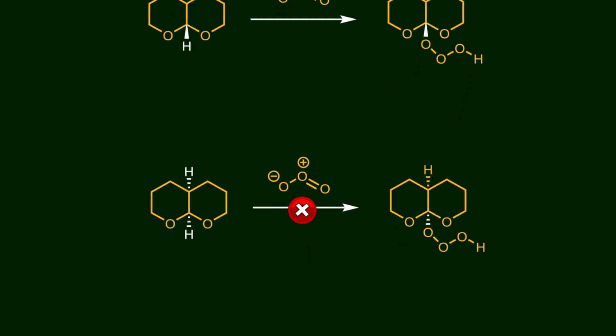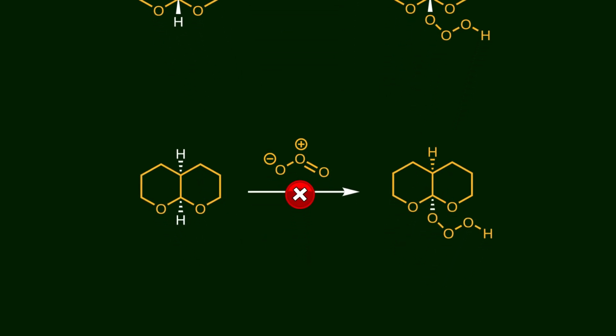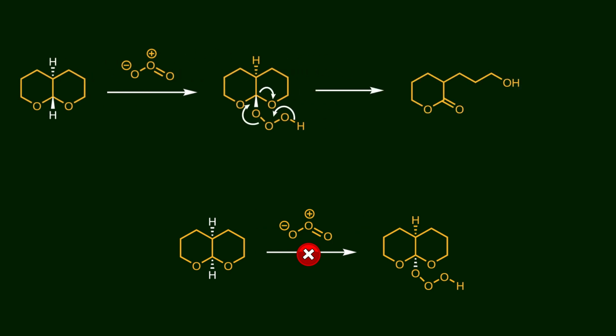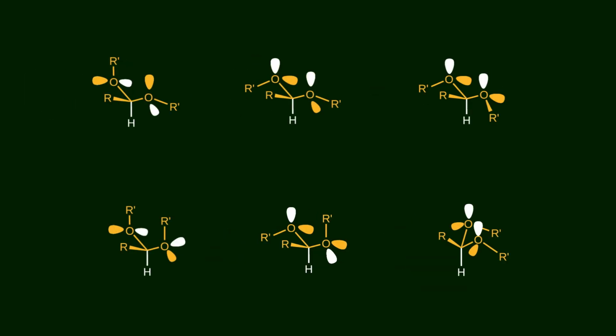Ozone cannot react with the compound that has a cis conformation. In contrast, it reacts smoothly with the compound where the hydrogens are trans, producing a lactone with a side chain hydroxyl group. So it seems like this reaction is sensitive to the conformation of the molecule. To find the answer, let's explore the conformational effect using a cyclic model.